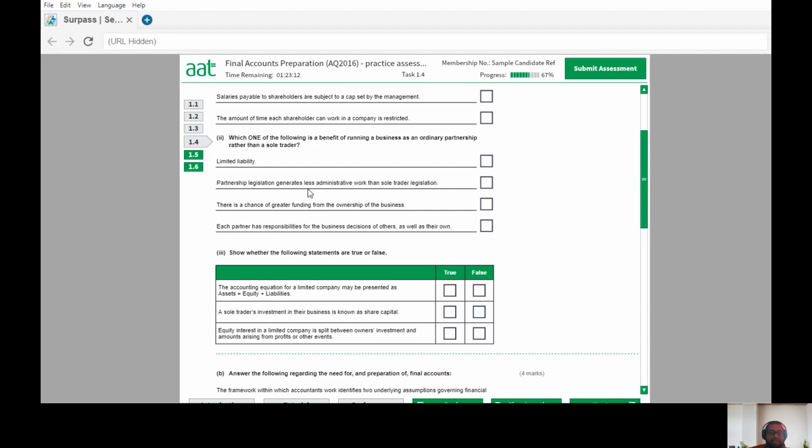Partnership legislation generates less administrative work than sole trader legislation. That is also not true, because sole trader legislation is the easiest. You don't have to go through a partnership agreement. You don't have to do goodwill. You don't have to do the appropriation of your profit and loss. Those things you don't have to do if you're a sole trader. So this is also wrong.